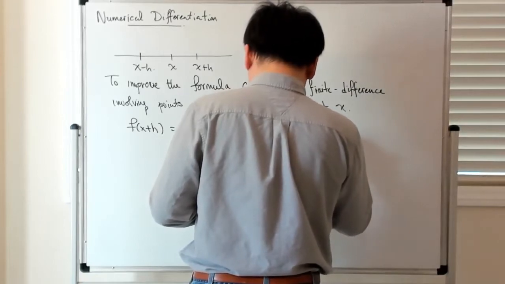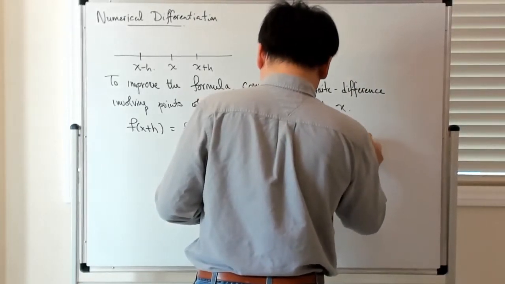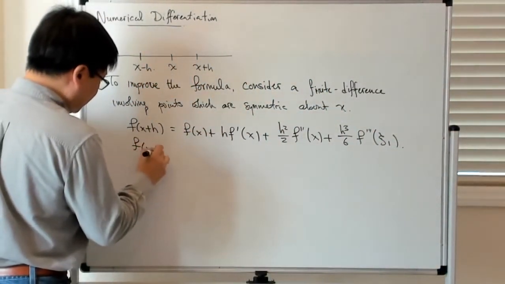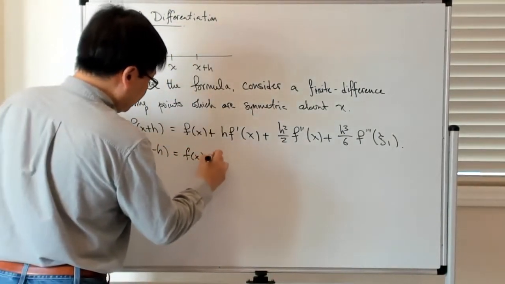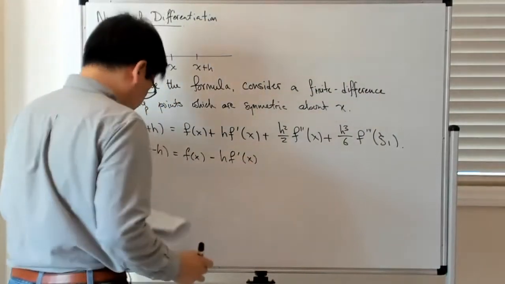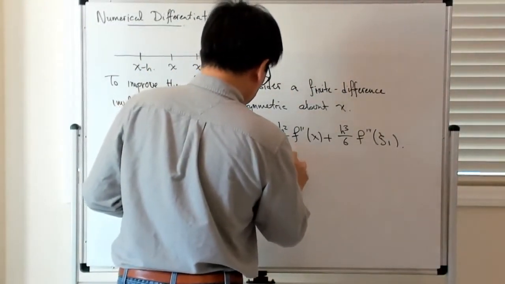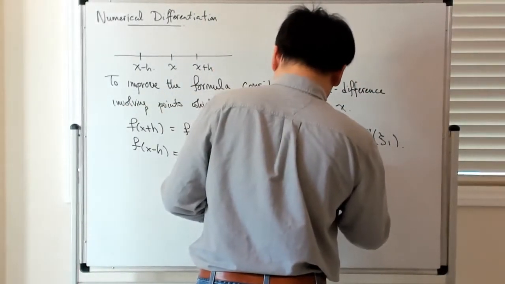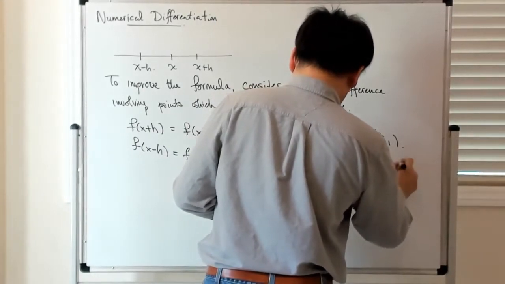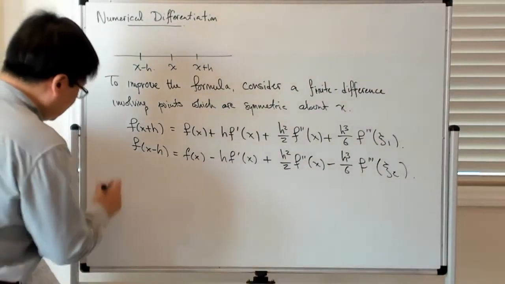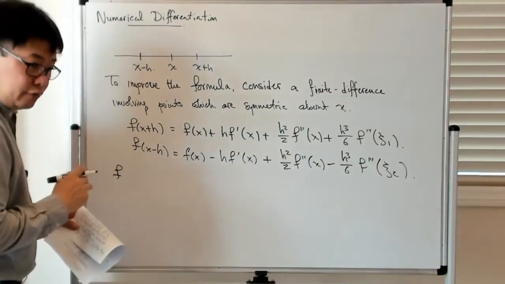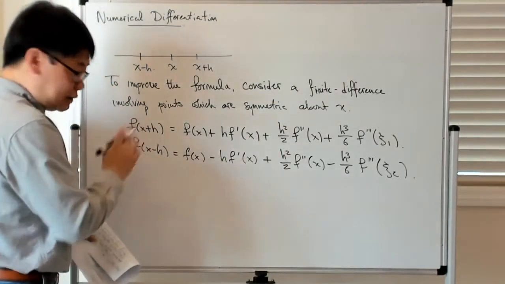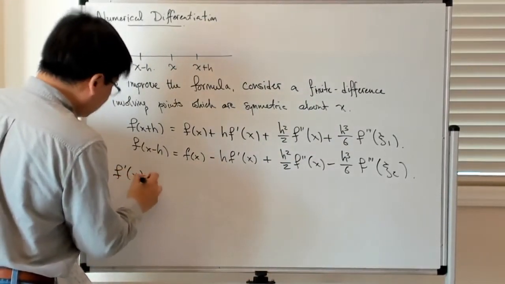f double prime of x plus h cubed over 6 f triple prime at c1. And then f of x minus h is f of x minus h f prime of x, plus h squared over 2 f double prime of x minus h cubed over 6 f triple prime at c2. Okay, so you've probably seen the obvious candidate for the finite difference approximation of f prime of x, involving these two data points, which is the symmetric thing you get.